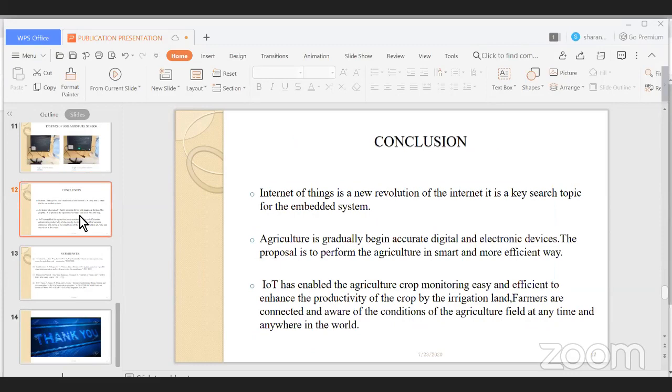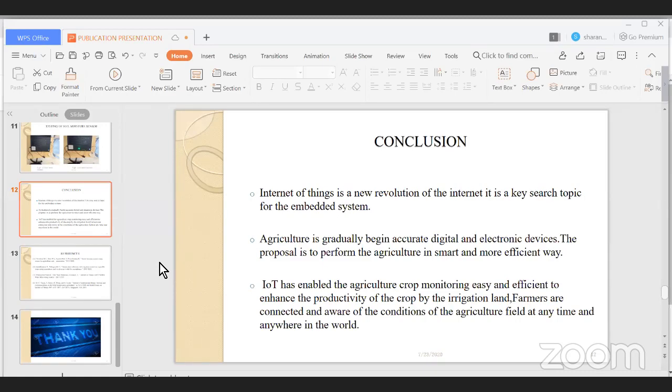And the next is the conclusion. Internet of Things is a new revolution of the internet. It is a key resource for the embedded system. And now the purpose of the existing system. Our paper involves the implementation of a smart farming and monitoring system, rainwater harvesting.